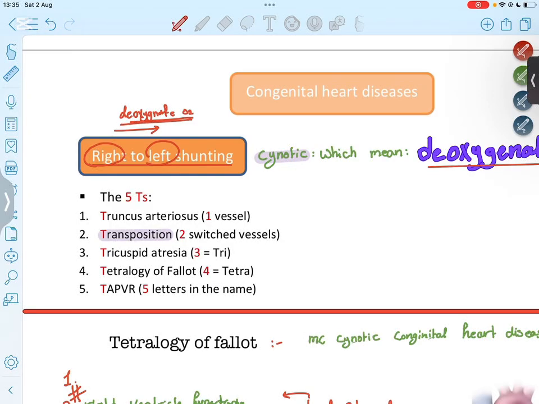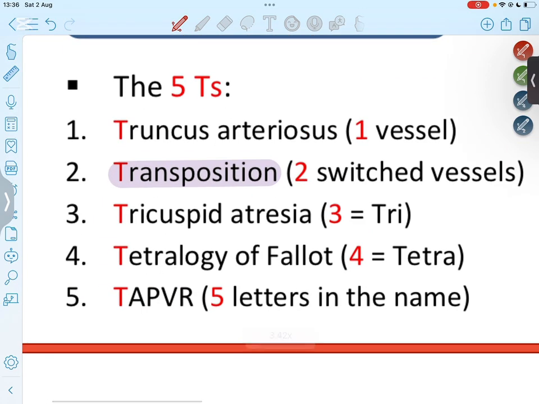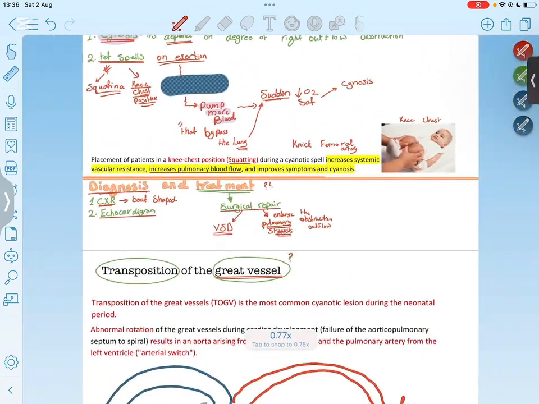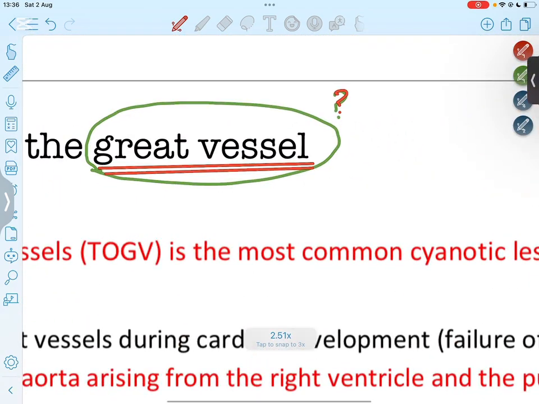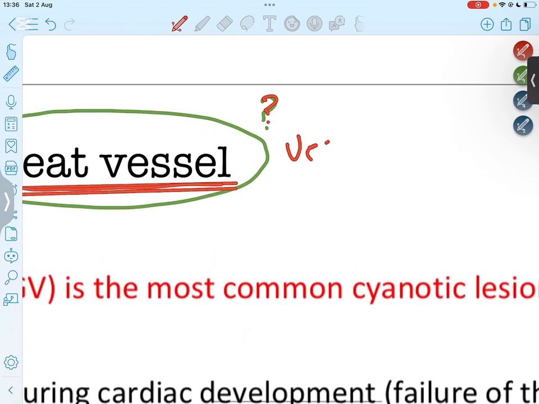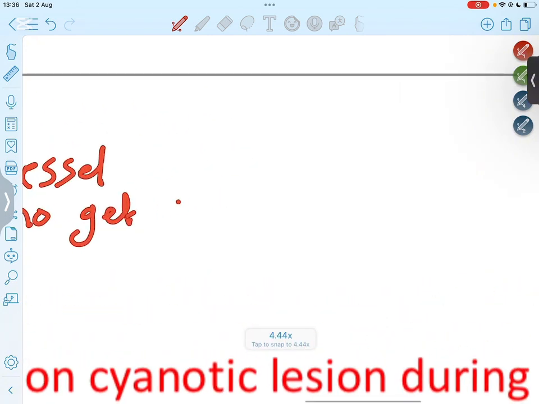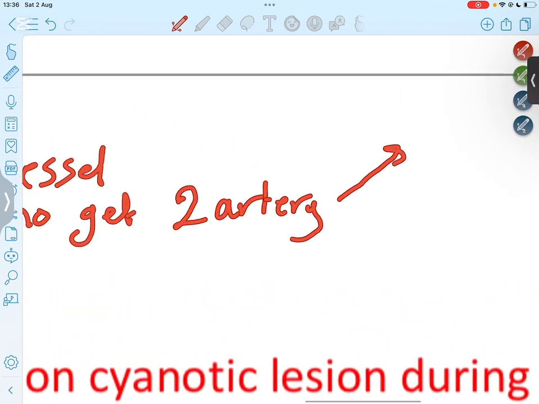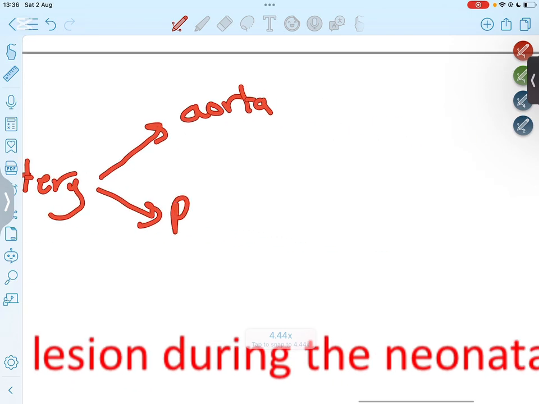Today we're gonna explain more about cyanotic congenital heart disease. The second part, we're gonna learn about the transposition of the great vessels. First thing, what are the great vessels? They're the vessels that get out from the heart: two arteries, the aorta and the pulmonary artery.